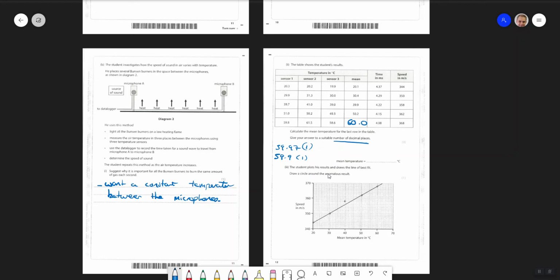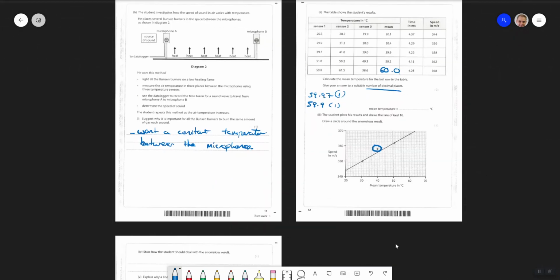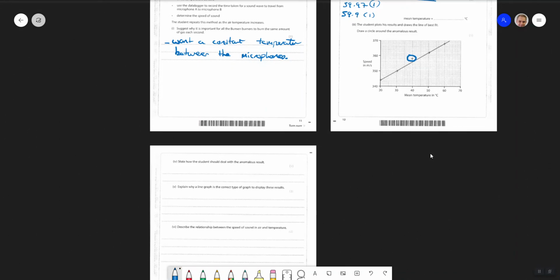Right, okay, so the student plots his results, draws a line to it, and draws a circle around the anomalous result. Hello, you are not on the line, you are an anomaly. State how the student should deal with the anomalous result. Basically, if you've got an anomalous result, you've got 2 options. One, the most sensible one, is to repeat that value. Two is that you discard it. If you've got something that's clearly wrong, you don't then factor it into your calculations. That's why, if you take enough bits of data, this can be important.